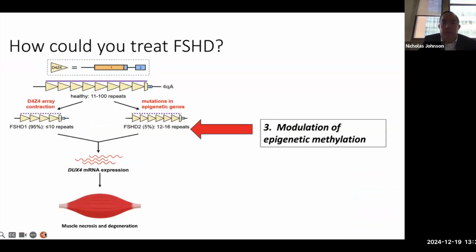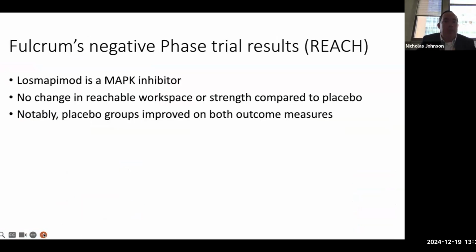All right, keeping on this track of kind of rewinding the DNA, or epigenetic methylation. If you're confused about epigenetic methylation, don't worry about it. A number of medical students are as well. It's a pretty complicated topic. Here's the bad news. I have to put this in there: a drug called losmapimod acts on this kind of methylation piece. It's a MAP kinase inhibitor.